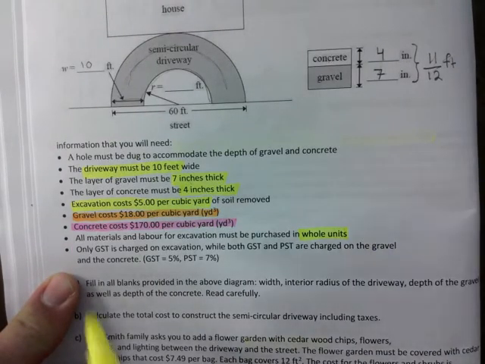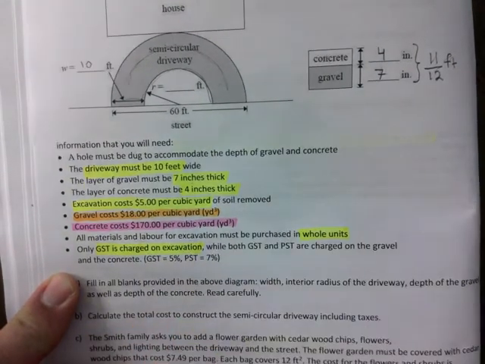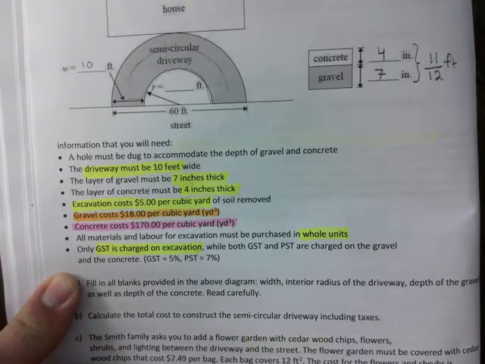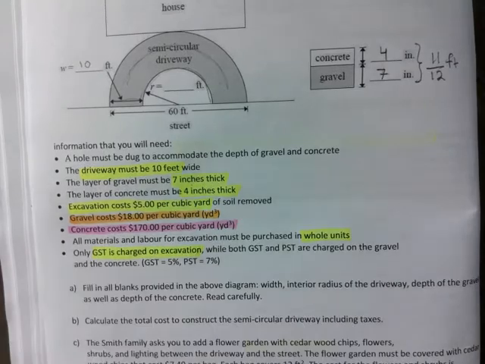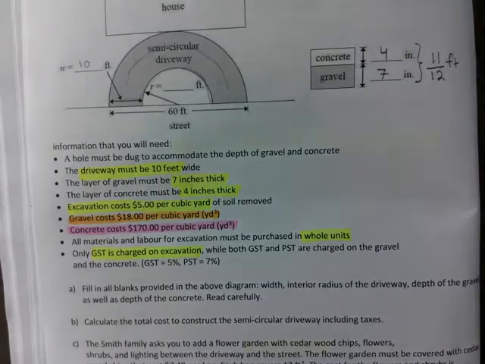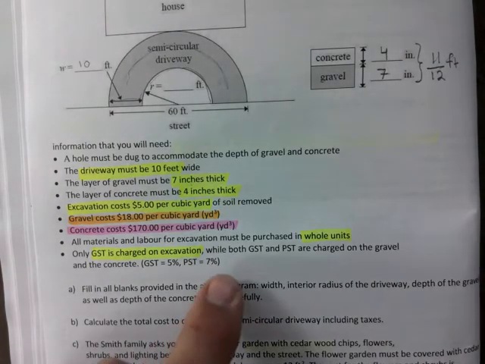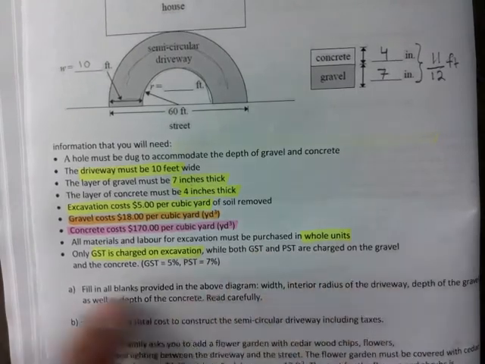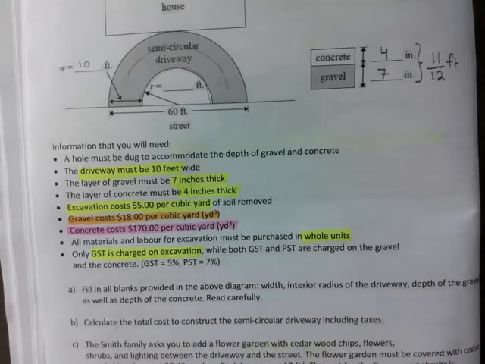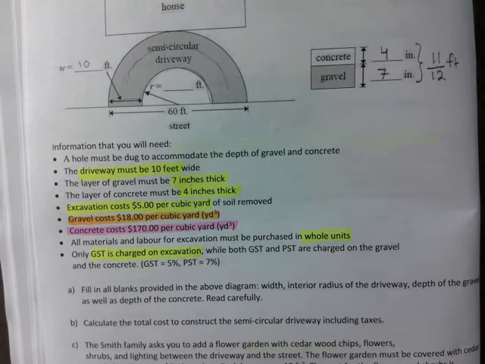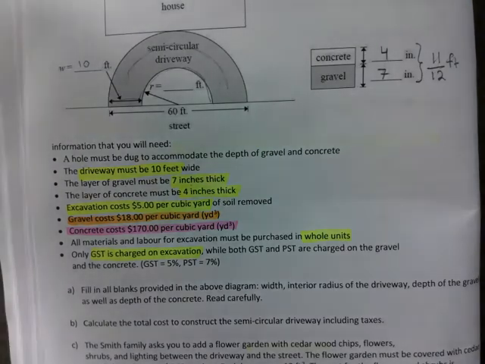Only GST is for excavation. That's important to note because excavation is a service, right? They just come and they dig it out. You don't really get anything other than the service, okay? While both PST and GST are charged on the gravel and concrete. So materials, 12%, right? Excavation, 5%. And I'm just going to highlight the excavation because that is kind of different from the rest, okay?